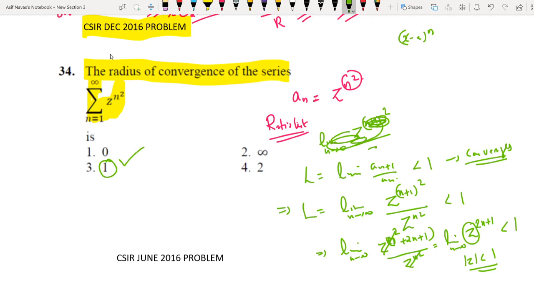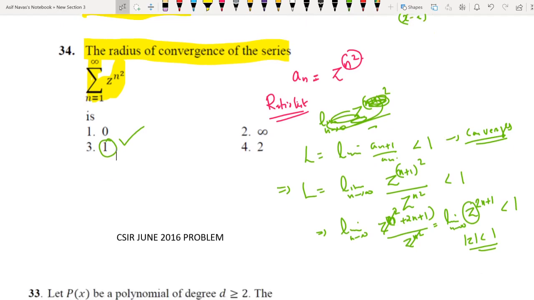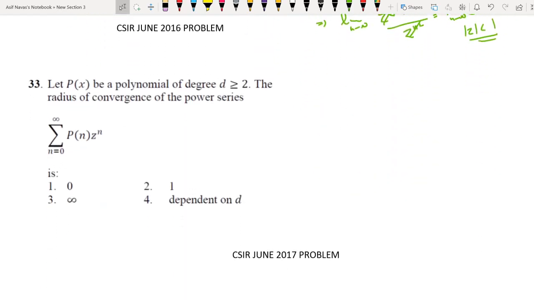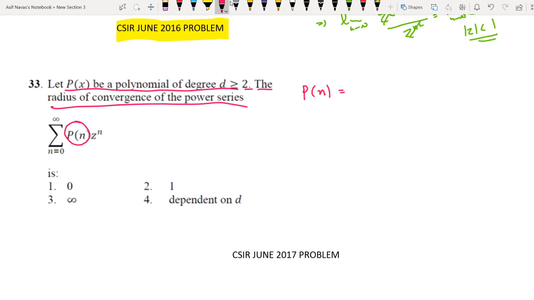Now we will move on to the next problem. In this problem, it is given that this is a CSIR June 2016 problem. Given that p of x be any polynomial of degree greater than or equal to 2, then the radius of convergence of the power series. So we will take a trick. This is any polynomial, so I am taking p of n equal to n square. So its degree is 2.